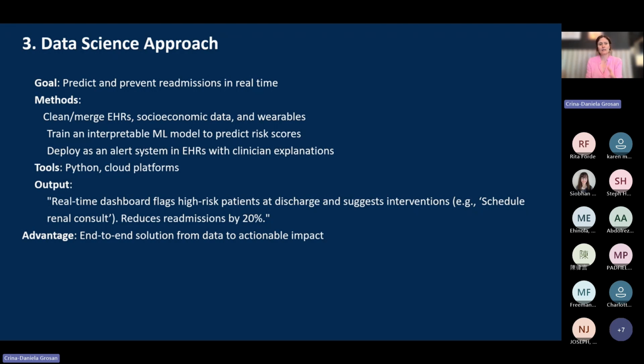And again, we need slightly more complicated tools than we use for data analysis, some programming platforms. If the data is very large, and usually that's the case, especially if you have multimodal data and you need to do the data integration, even some cloud platforms. But the output is a lot more complex, and it could be something like a real-time dashboard that flags high-risk patients at discharge and suggests interventions. So for instance, schedule a renal consult, and this reduces readmissions by 20%. So you see it's an end-to-end solution. It looks at the data, it can predict what happened to someone, and it can flag that something might happen to a certain patient.